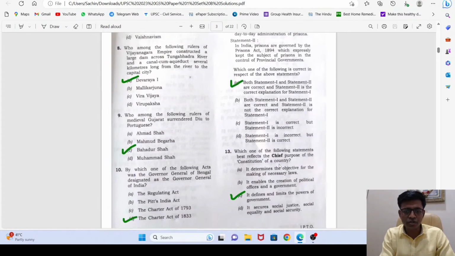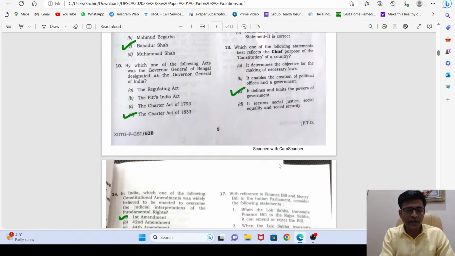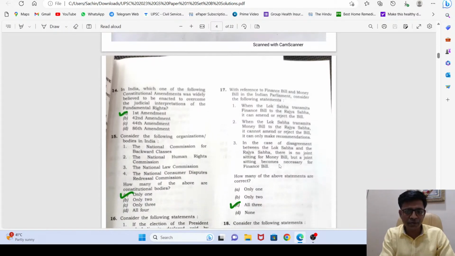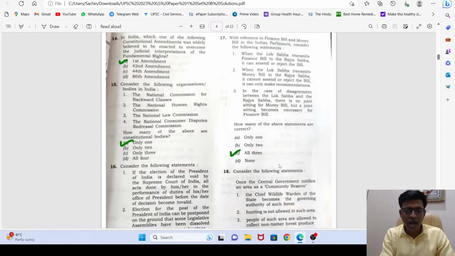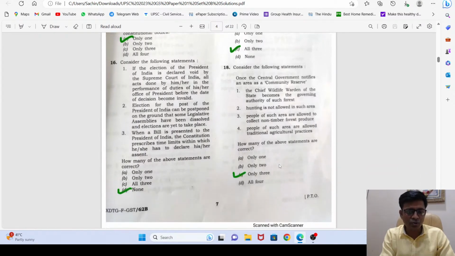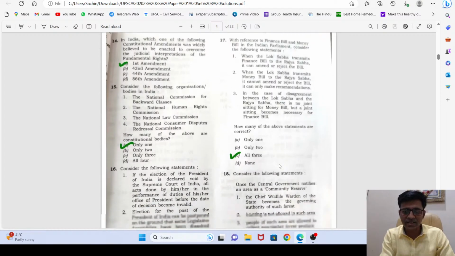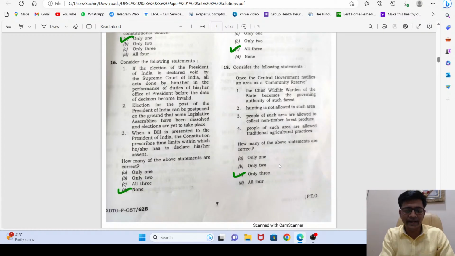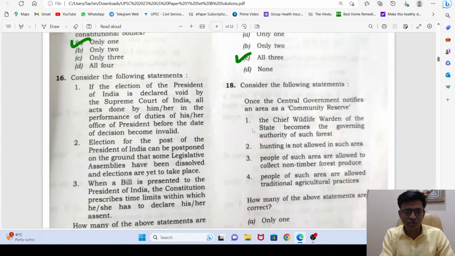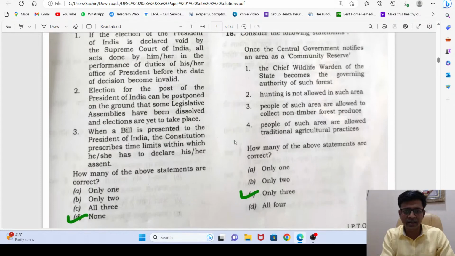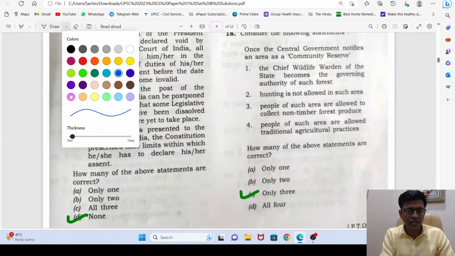Then you can see a few questions from history again, and polity questions. So the first few questions are from history and polity, and the first question that we can see from science and tech or environment and ecology is question number 18. In this question, if the question is clearly visible to you, yes, now it is visible clearly. Consider the following statements.